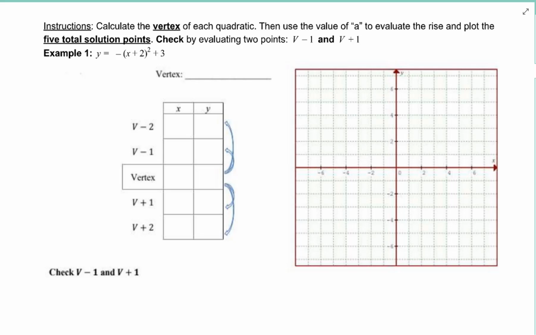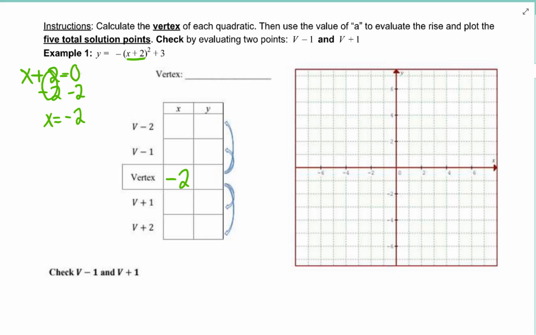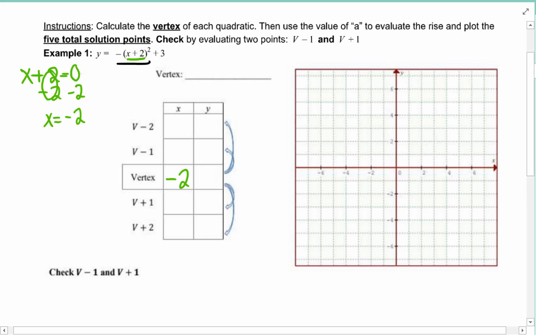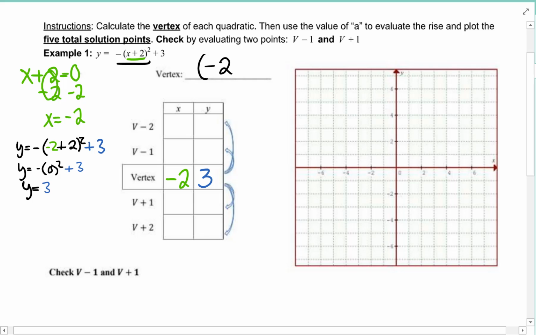So let's try some of them out. The x part of the vertex is whatever makes this equal to 0. X plus 2 equals 0. To solve this, we'll subtract 2 on both sides, and x is equal to negative 2. That's the x part of my vertex. If negative 2 is what makes this equal 0, then when we plug in negative 2, we will be left with plus 3, our vertical shift, which is k, the y part of the vertex. So my vertex is negative 2, 3.